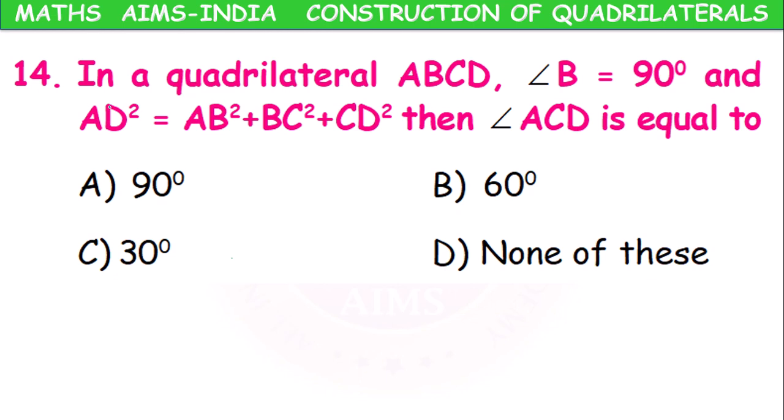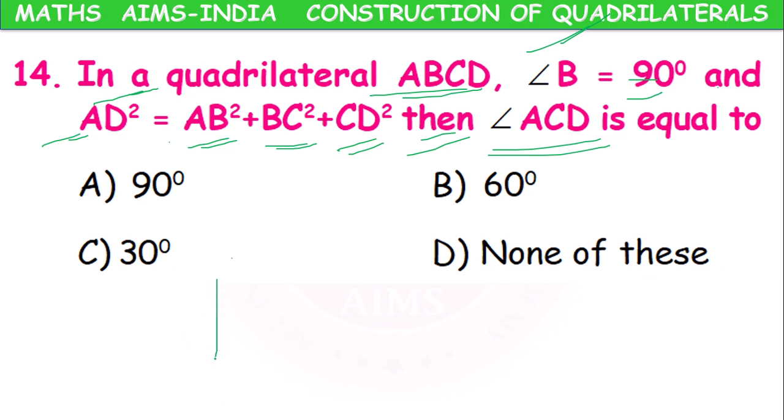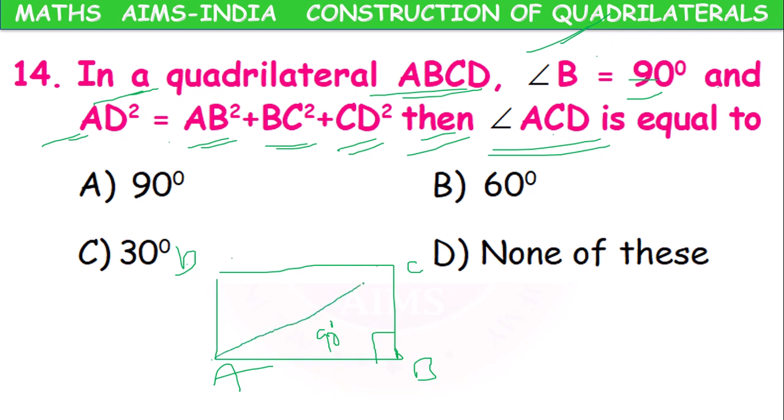Next one. In a quadrilateral ABCD, angle B equal to 90 degrees. Then AD square equal to AB square plus BC square plus CD square. Then angle ACD how much? In a quadrilateral ABCD, they have given angle B 90 degrees. Then angle ACD, this angle ACD how much?